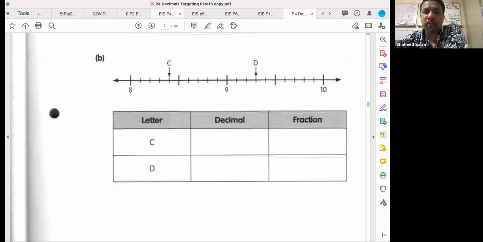Yes, well done. And what about your fraction, Mr. Norizat? Okay, good. Shalina, we are waiting for Kakak Umaira.